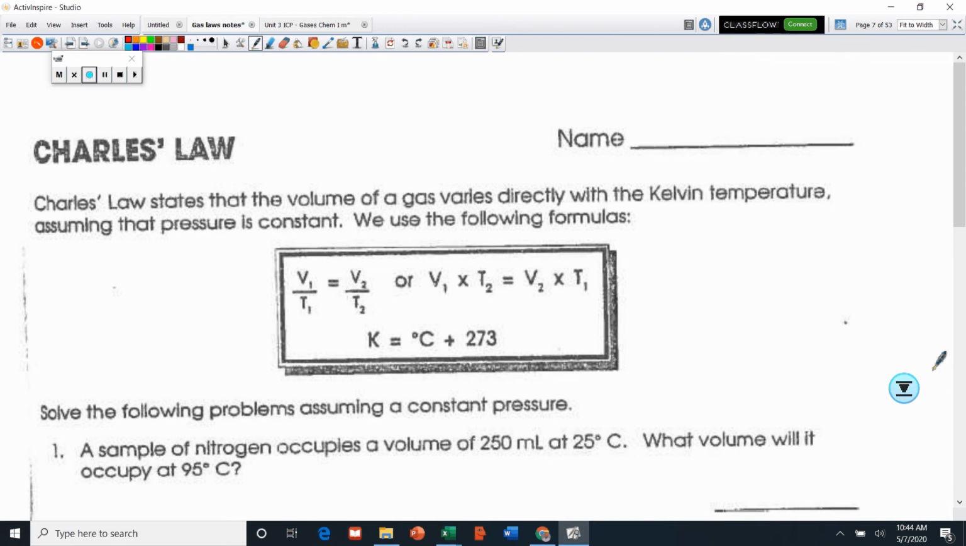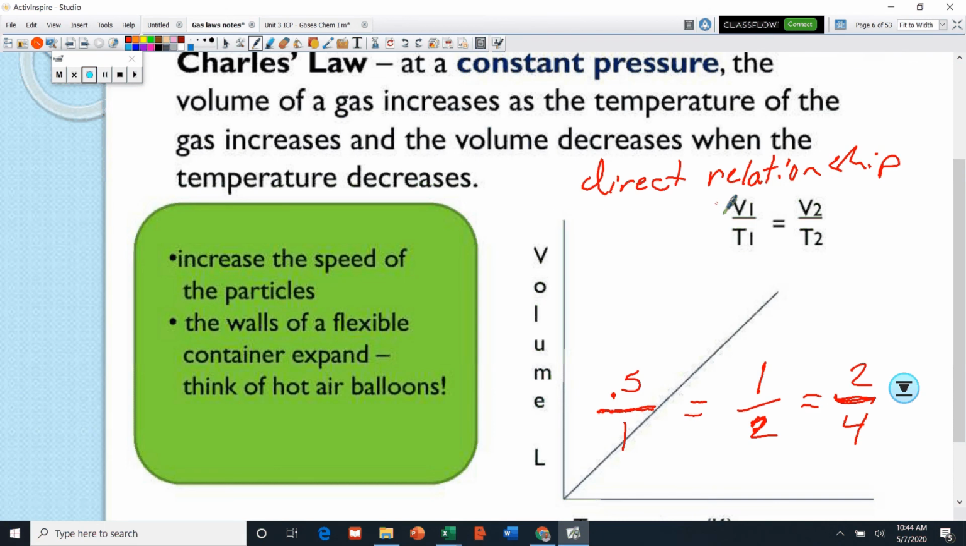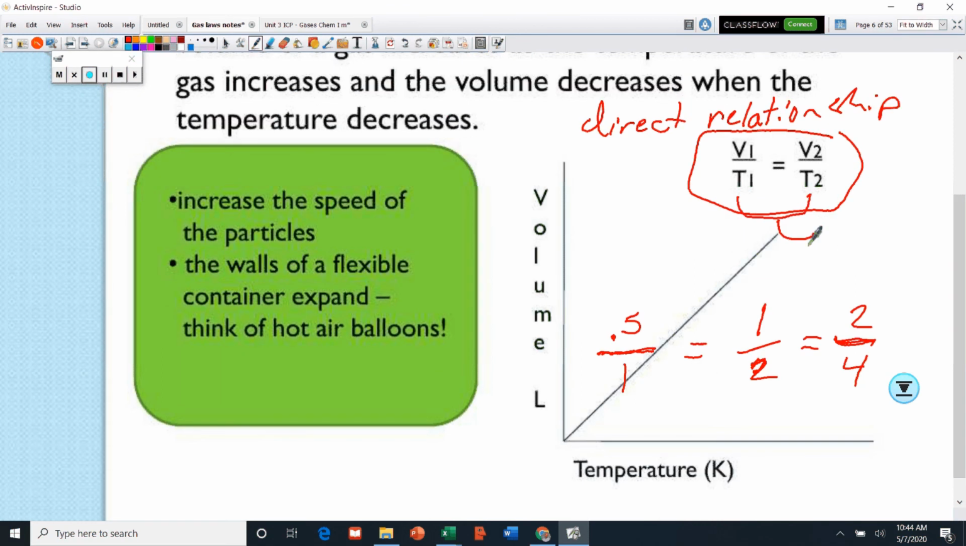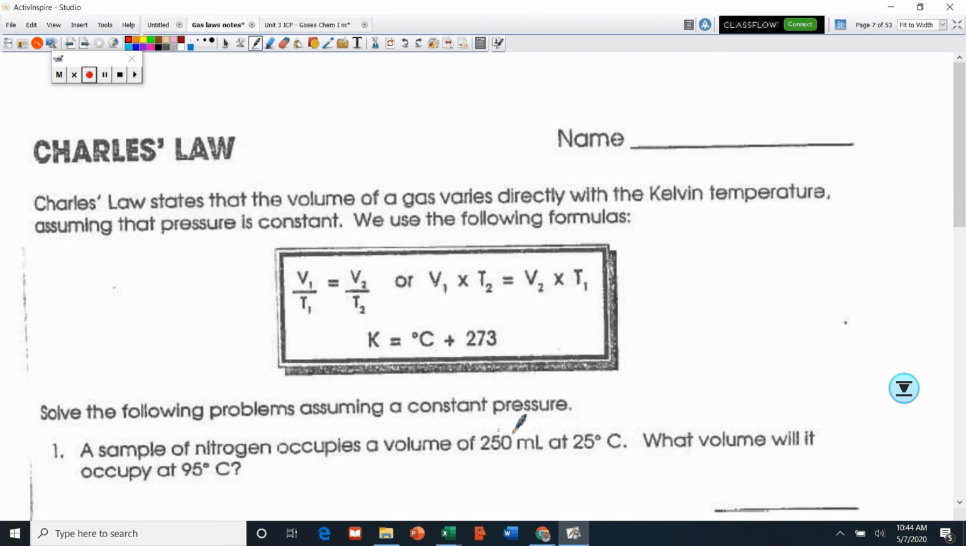All right. So looking at a couple of examples, let me go back real quick. The formula that we're using for this one is original volume over original temperature equals new volume over new temperature. One of the things that we have to remember is temperature must be in Kelvin. All right. Change temperature to Kelvin. If you don't, you're going to have some problems.